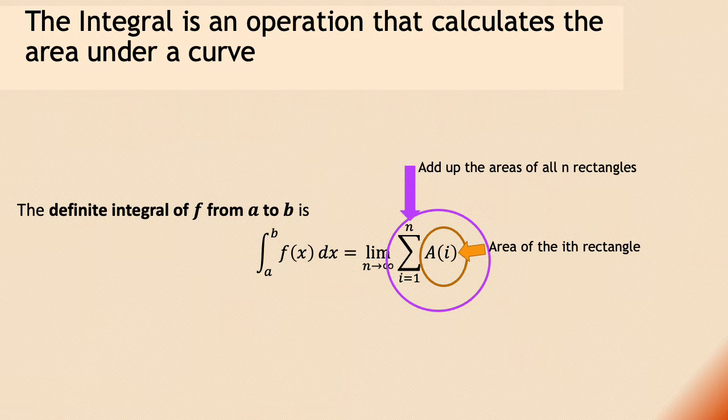And then you have an index, i equals 1 to n, and that's like a little counter. So the counter starts at 1, so you're starting at the first rectangle, and you're continuing up to count as many rectangles as you need. So whatever you've chosen n to be.